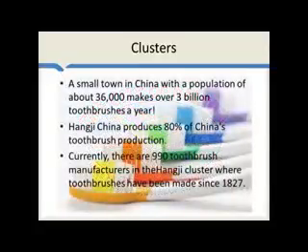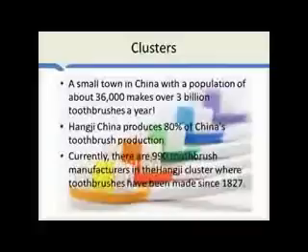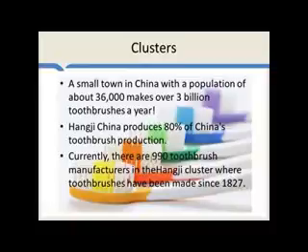Industrial clusters are very common. There's a small town in China with a population of just 36,000 that makes over 3 billion toothbrushes a year. Hangzhou, China produces 80% of China's toothbrush production. There are over 990 manufacturers in the Hangzhou cluster, and toothbrushes have been made there since 1827. That's another interesting fact about these clusters. Once they start, they tend to remain in place for a long time. They're very stable.